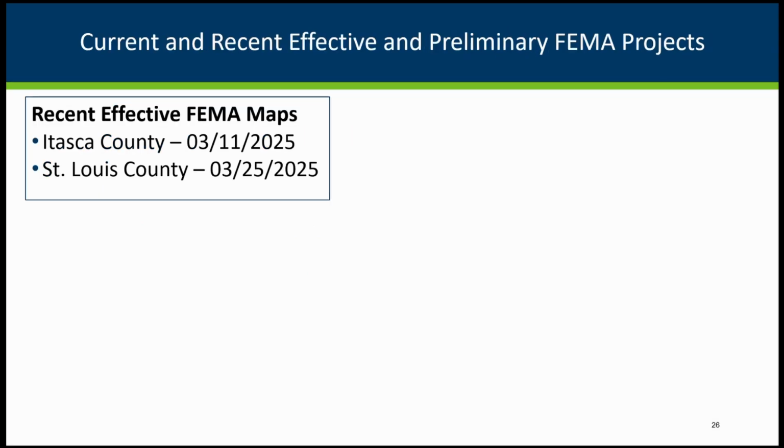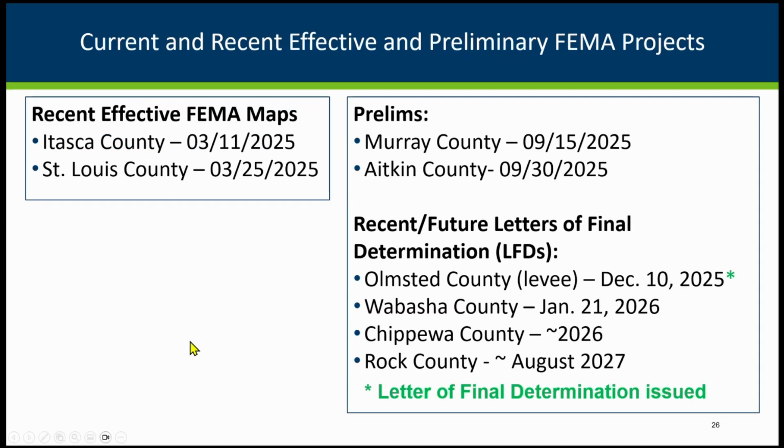We have had several other counties that are currently further in the risk map process. Itasca and St. Louis counties went effective in March of 2025, and several others will hopefully be finalized in the next year or two. Murray and Aiken County went prelim last September, and Chippewa County had preliminary maps issued in December of 2022. We anticipate revised preliminary map panels late summer and early winter of 2026. Rock County will also have revised preliminary maps for areas in and near the city of Laverne, and those are projected to go prelim in August of 2027.